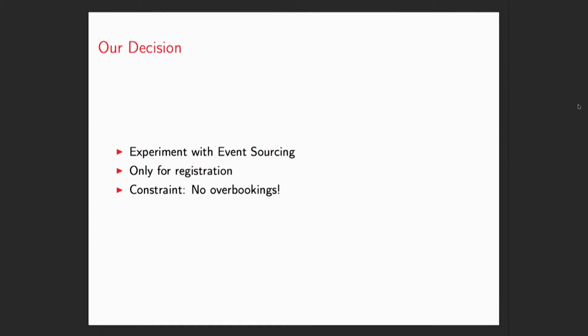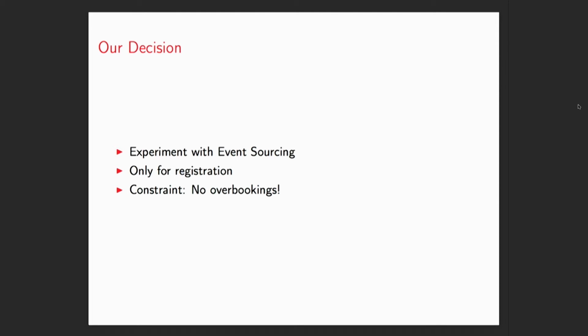So what did we do? Our application is written in Node.js, and so we decided, okay, Node.js works a little bit differently, but we still give it a try. We run an experiment with event sourcing, and we use this only for the registration part. So the rest of the application is standard Node.js stuff.